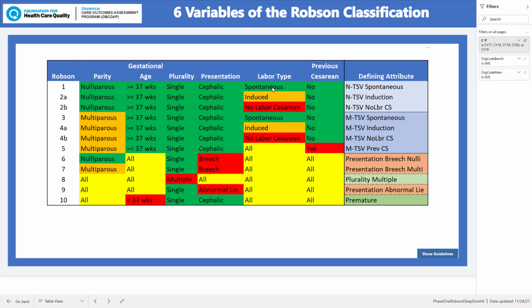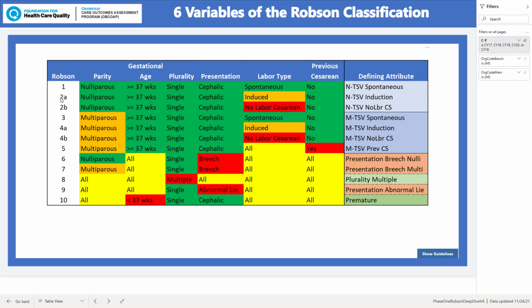There are 3 possibilities here: spontaneous labor, induced labor, or a no labor cesarean, when the C-section is performed before labor is even started. And you can see that in groups 1 and 2 and replicated in groups 3 and 4. The final variable is, has the mother experienced a previous cesarean before? 2 possibilities, no or yes.